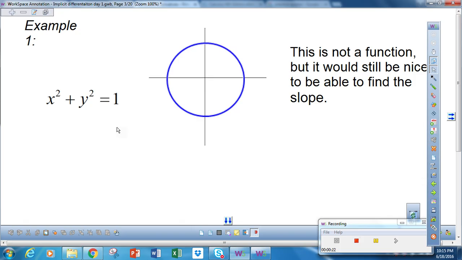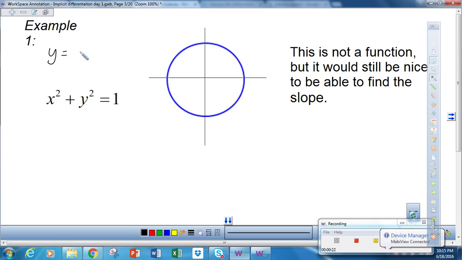If we were to solve for y, we would get something that looked like y is equal to plus or minus the square root of 1 minus x squared. And this plus or minus makes it difficult to take the derivative. So instead of using the plus and minus, what we're going to use is implicit.